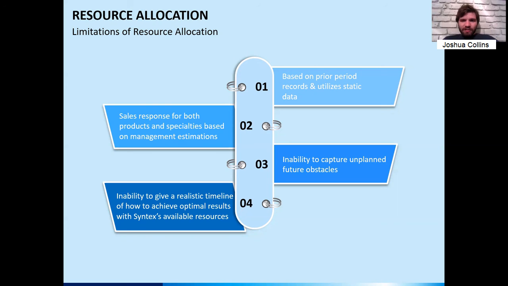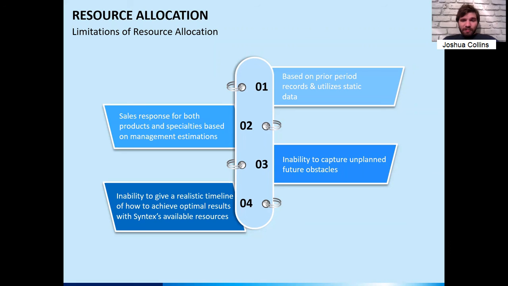An example from this case is the model's inability to capture the actual responsiveness of physicians to Syntex's sales force. The optimal sales force levels generated by the model are based on estimations, and it is difficult to accurately estimate how receptive physicians will be to Syntex's marketing strategies.